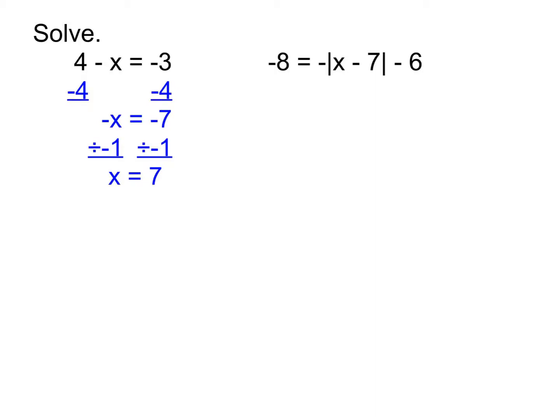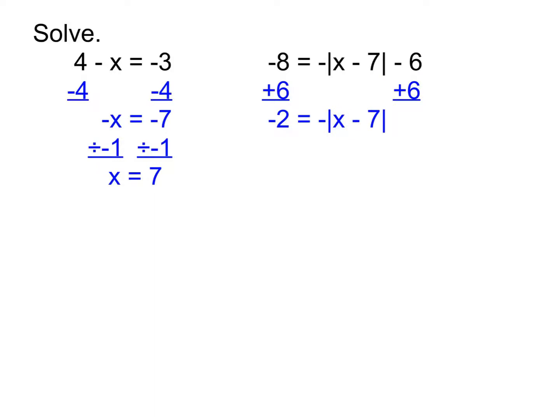All right, now on to the second problem. The very first thing I want to do is get rid of addition and subtraction. Now in this particular one, the minus 7 is trapped inside the absolute value, so I cannot do anything with it yet. But I can get rid of this minus 6. So I'm going to add 6 to both sides.